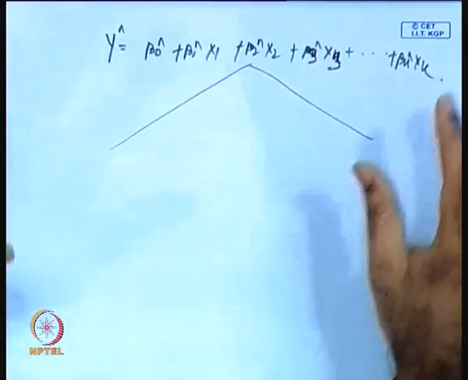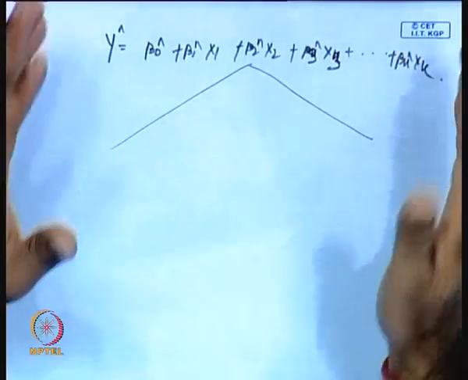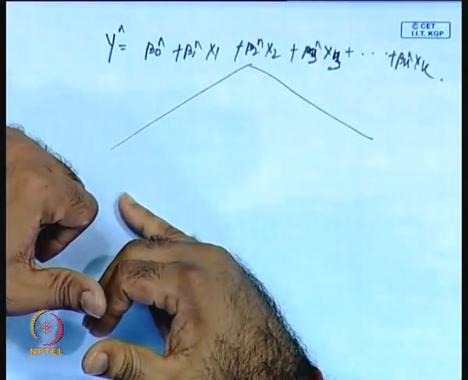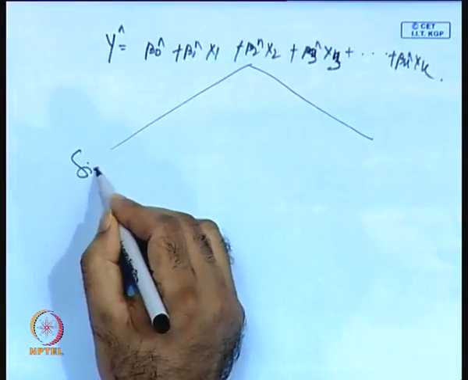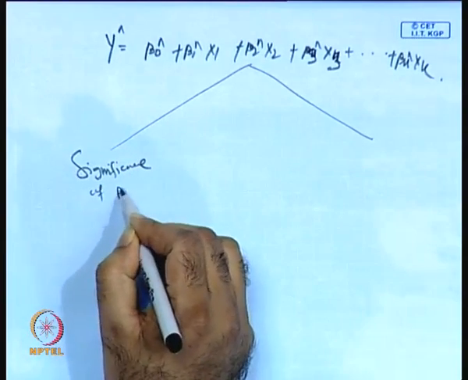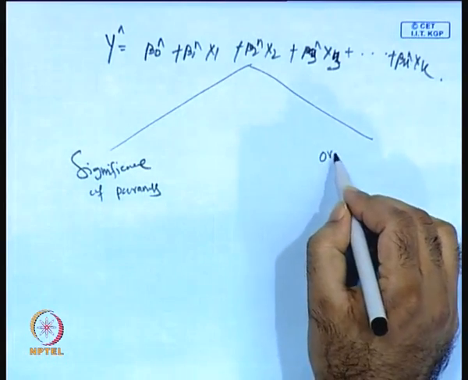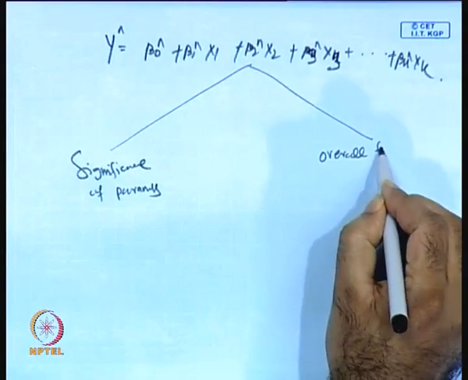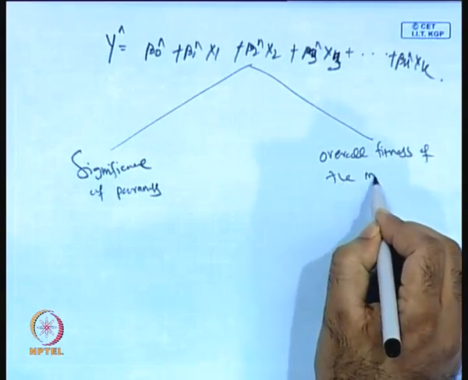Let me first highlight the practical feasibility of this estimated model. We have two different objectives here once the estimated model is with you. The first objective is to know the significance of the parameters, and the second is the overall fitness of the model.